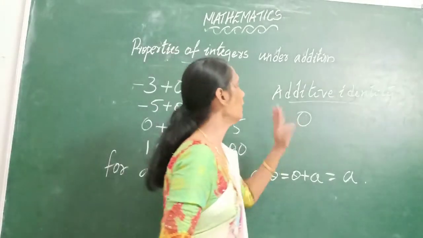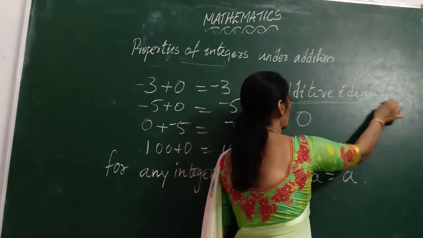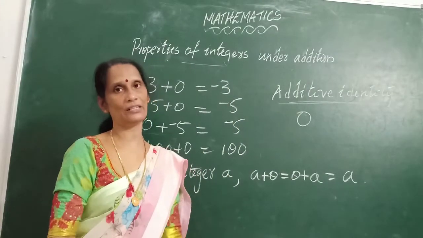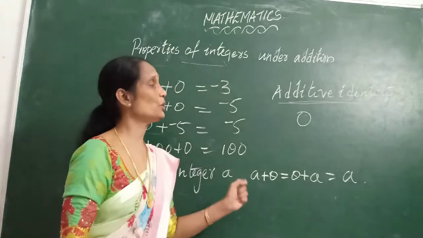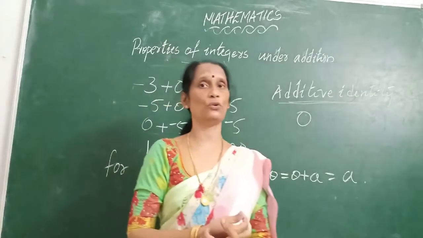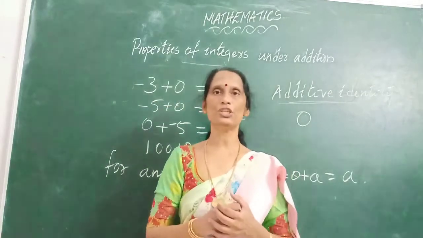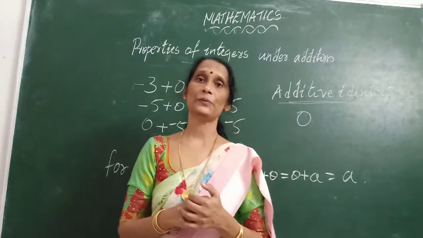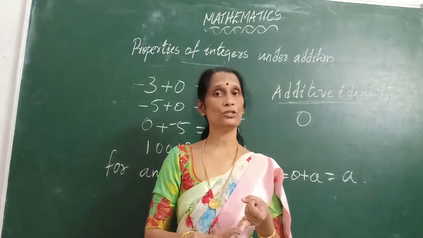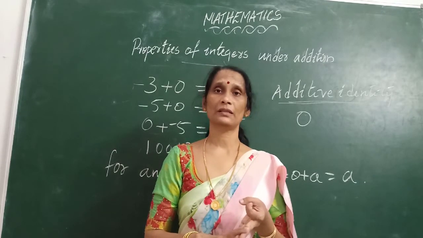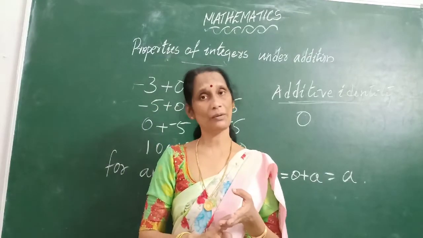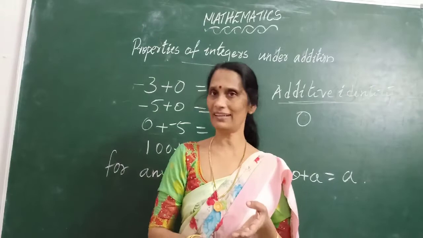So, additive identity also satisfies in integers. This also is having an additive identity. What is the additive identity? 0 is the additive identity. So far we have learned the properties of integers under addition. Which are the properties? Closure property, commutative property and associative property. Okay, integers also satisfy additive identity. Which number is the additive identity? 0 is the additive identity.